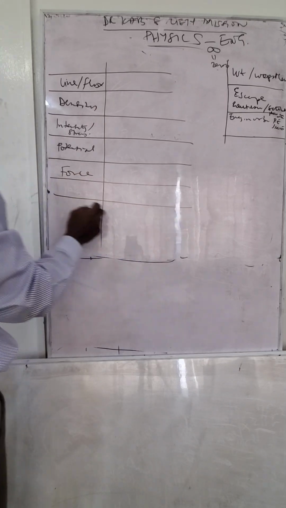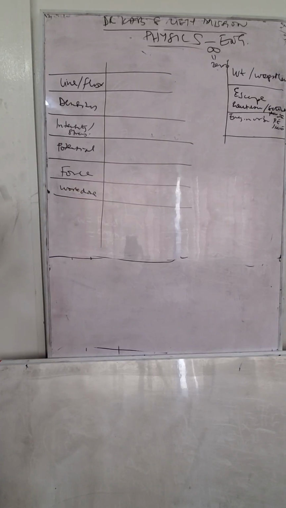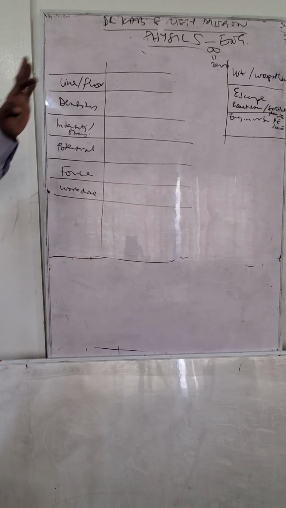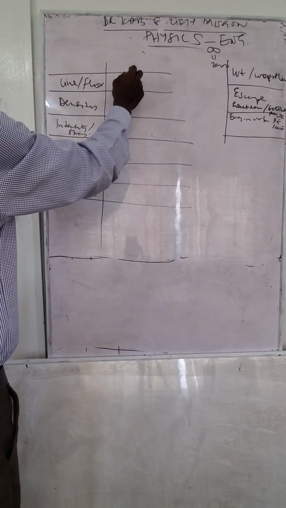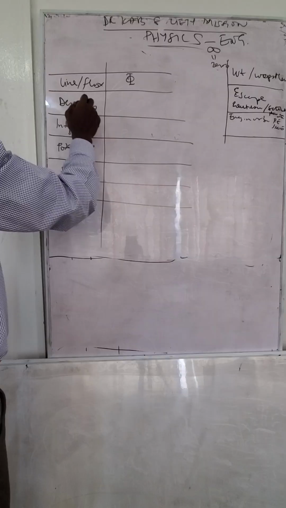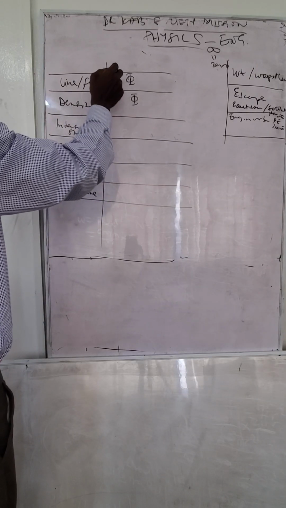The last, not the least, we talk about work done. Okay, this principle will guide us in physics a lot. So lines of forces, if it's magnetic, we have the flux like that. The density, you can have magnetic flux density. The rest will just be the lines of forces.